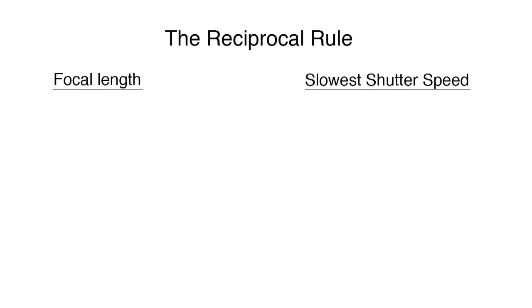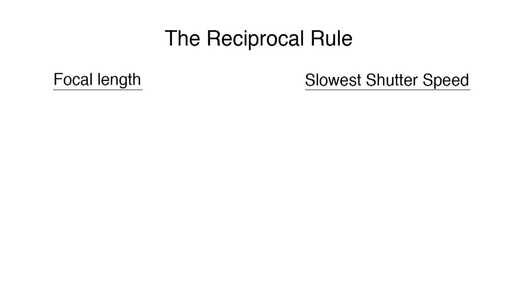Slow shutter speeds can lead to blurry images. The reciprocal rule is a guideline for determining the slowest safe shutter speed when handheld shooting. The rule is, the slowest shutter speed should be no slower than the reciprocal value of the focal length of the lens you're using. This is a lot simpler than it sounds.